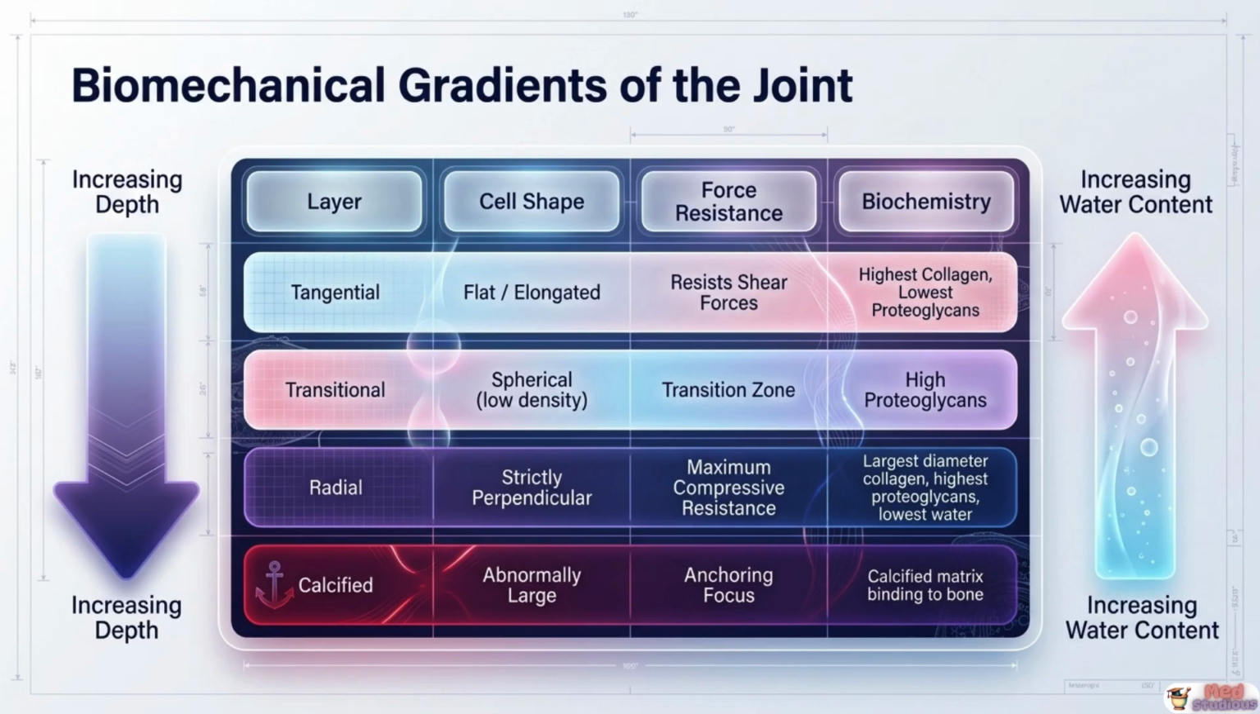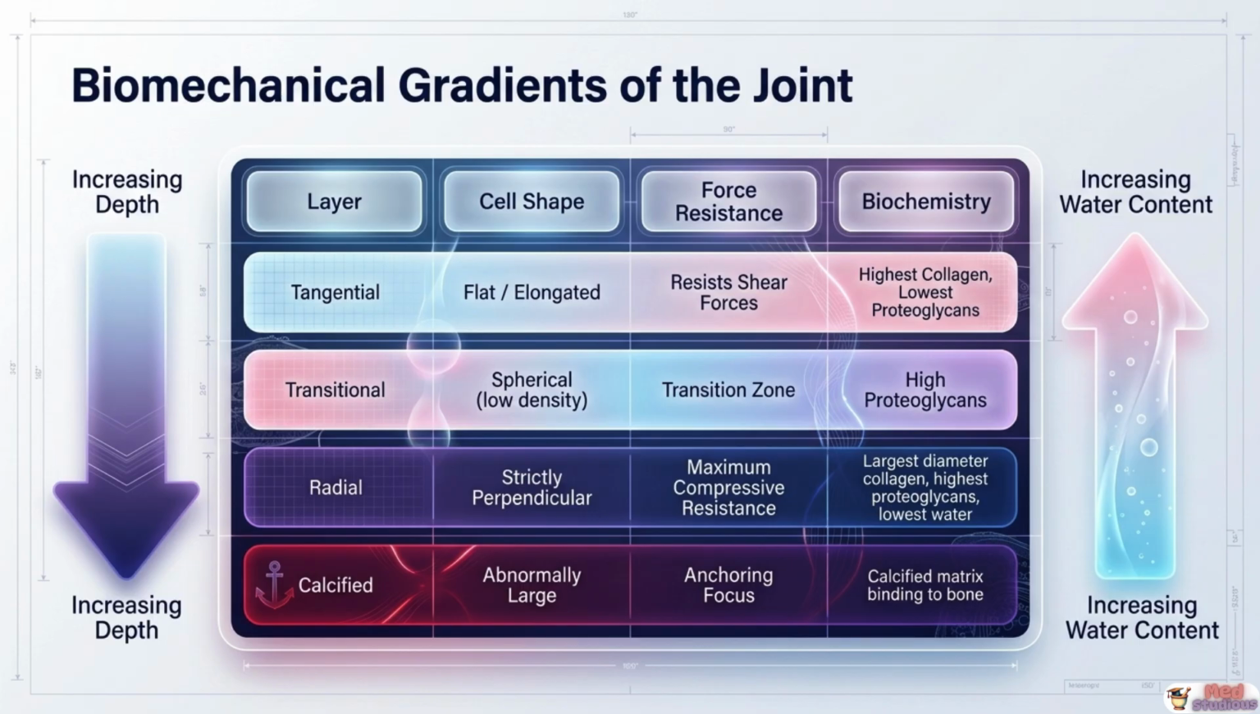Moving into the transitional zone, chondrocytes become spherical and sparse. The zone acts as a mechanical transition buffer, distributing loads between the shear-resistant surface and the compression-resistant deep zone, and proteoglycan concentration rises significantly. In the radial zone, chondrocytes are arranged in strict vertical columns perpendicular to the surface.